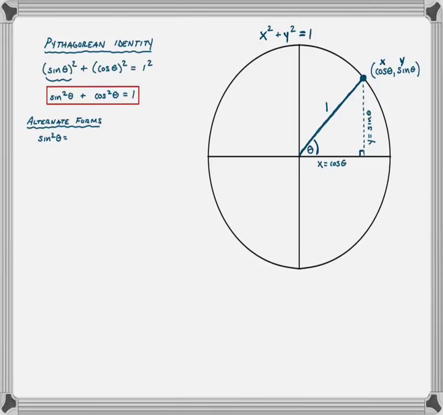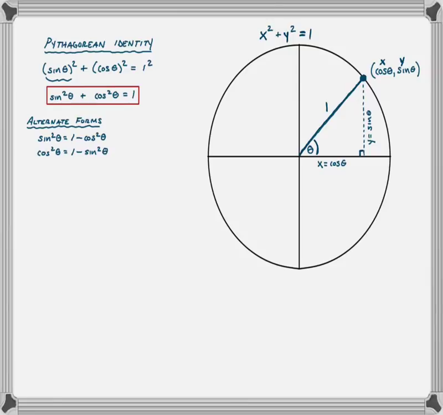So if I wanted to rewrite this identity so that sine squared of theta was by itself, I would need to subtract cosine squared of theta from both sides, and this is an alternative form of the exact same identity. And if I wanted to write the identity with cosine squared of theta by itself, I would subtract sine squared of theta from both sides of the original, and I would get 1 minus sine squared of theta. Those are just two additional ways to write the exact same trig identity, getting one of the terms by itself.